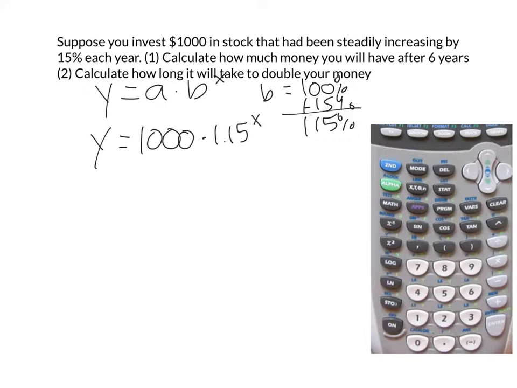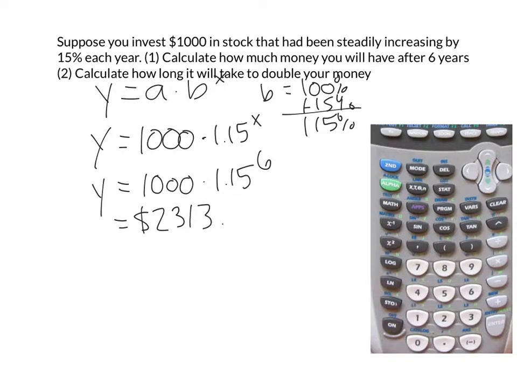Okay, and so then to find out how much I have after 6 years, you just take out your calculator and you do 1,000 times 1.15 to the 6th power. And let me do that real quick in my calculator. And I got that you would have $2,313 and about 6 cents.